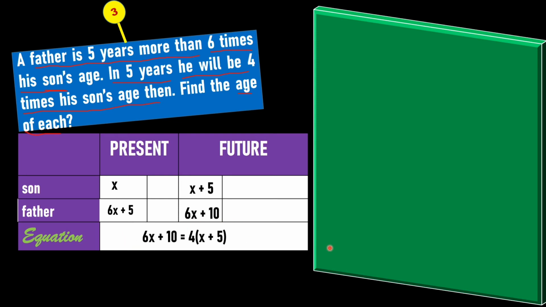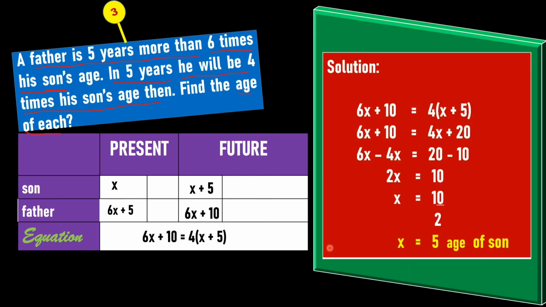We can now solve for this equation. So, here's the solution. 6x plus 10 equals to 4 times x, the quantity of x plus 5. Distribute mo na natin ito. 4 times x is 4x. 4 times 5 is positive 20. Then transpose 4x in the left side and plus 10 to the right side. So we have 6x minus 4x is 2x. 20 minus 10 is 10.